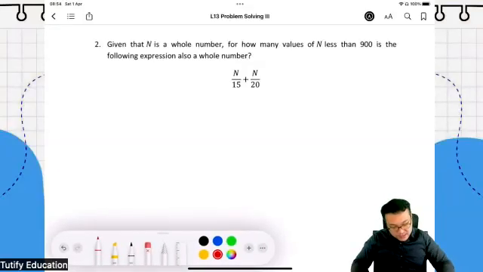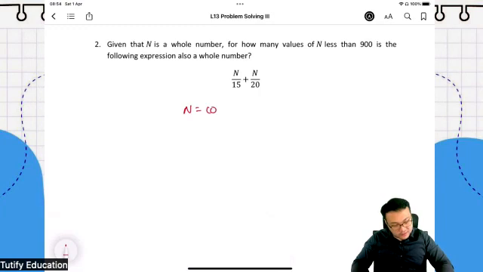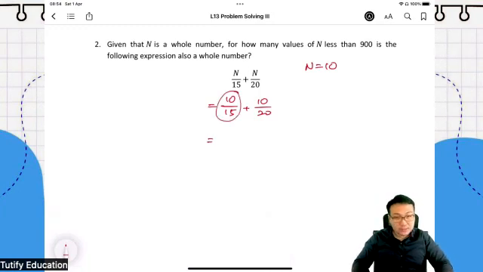Okay, Kate, you guessed that n equals 10. Let's say n equals 10. Then you have 10 divided by 15 plus 10 divided by 20. Will this give you a whole number? No, it won't.